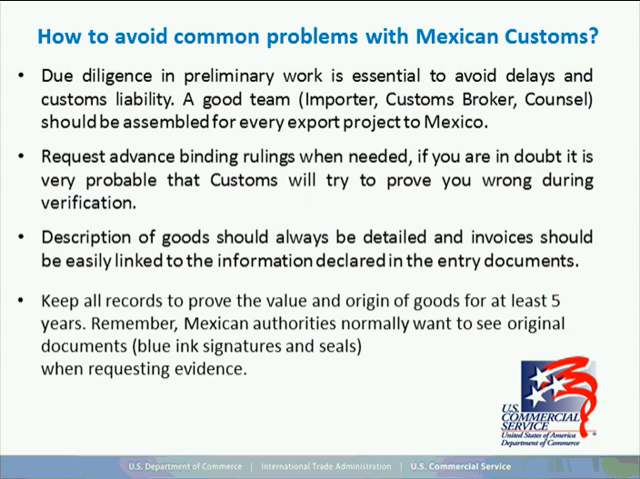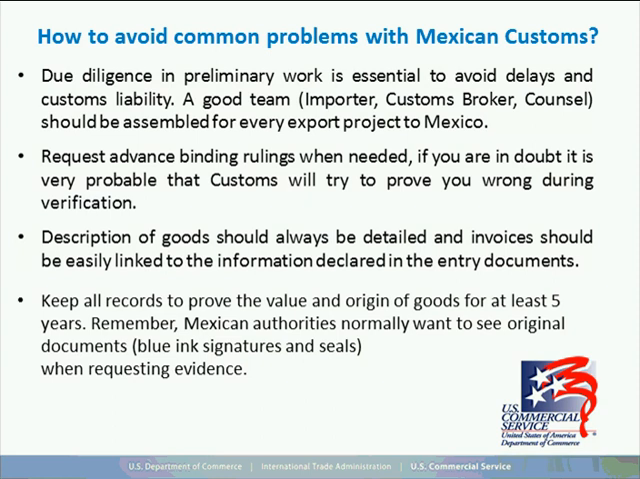A few suggestions. Due diligence in preliminary work is essential to avoid delays and customs liability. A good team, importer, customs broker, counsel should be assembled for every export project to Mexico. Request binding rulings when needed. If you're in doubt, it is very probable that customs will try to prove you wrong during verification.